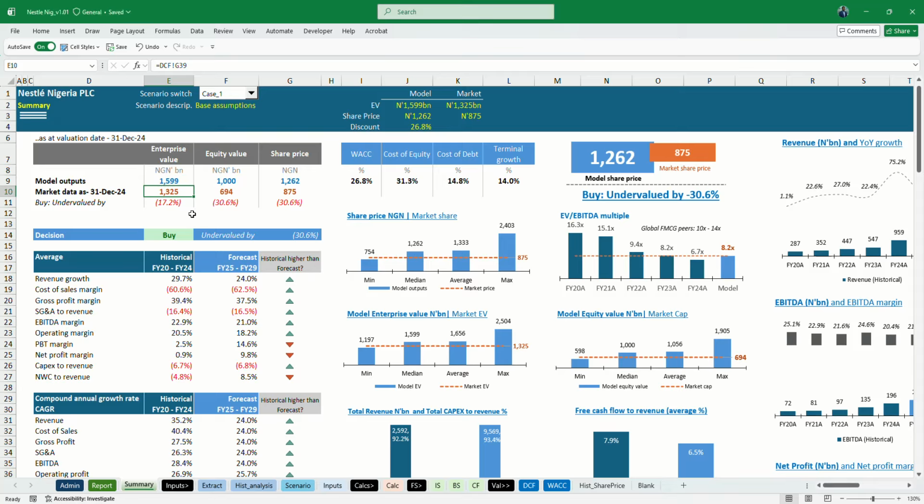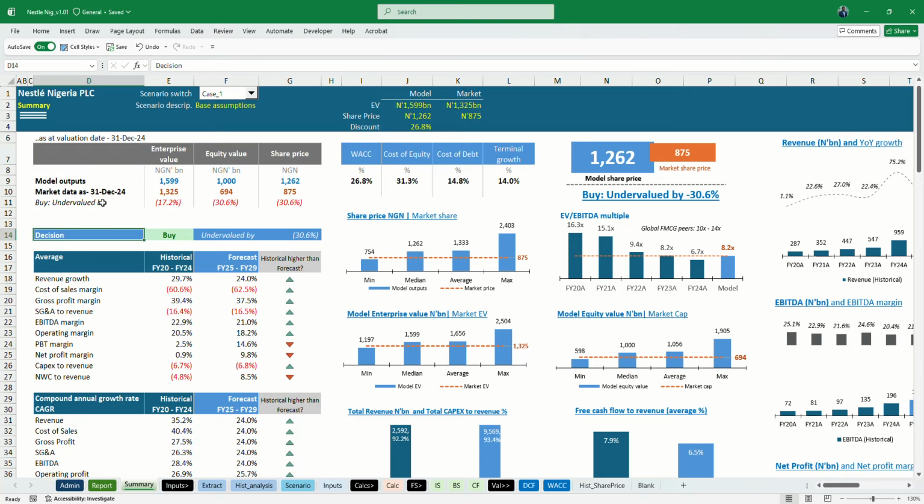Now, remember, valuation is done at a point in time. So this was done as at December 31st, 2024. As I said, it's only for learning purposes, so that's why I'm not using any of the latest financials. We are just saying, let's assume we are valuing this as at 31st December 2024, which means every data we've used represents that point.